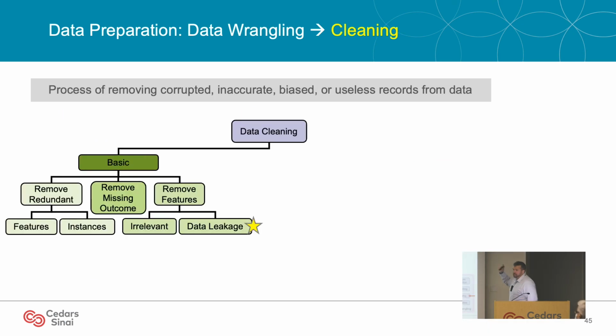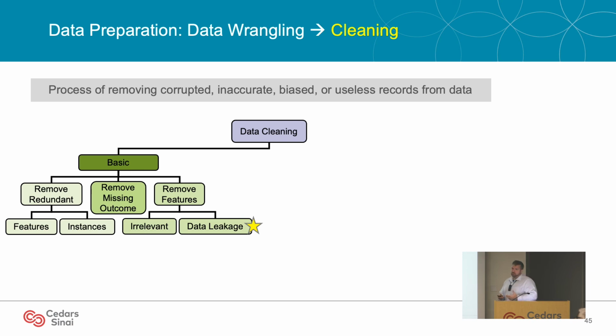Okay, next up we have data cleaning. So this is the process of removing corrupted, inaccurate, biased, or useless records from data. I'm going to show you a tree of some different types of data cleaning to consider. Basic types include removing redundant features, features that are perfectly correlated with one another. Don't remove them all, remove all but one, right? Instances, right? If you have copies of the same instance, if they're actually not supposed to be the same values, you want to remove one. You obviously do want to keep them if they're legitimate separate patients that just happen to have the same exact information.